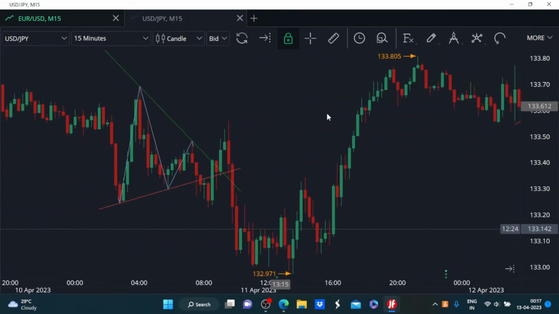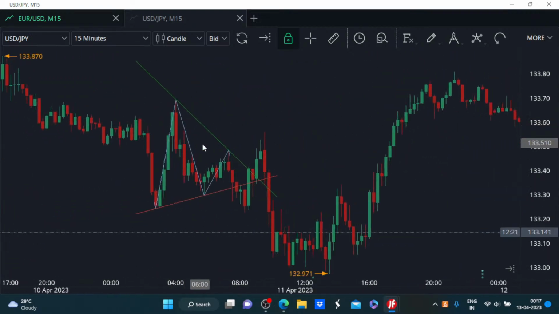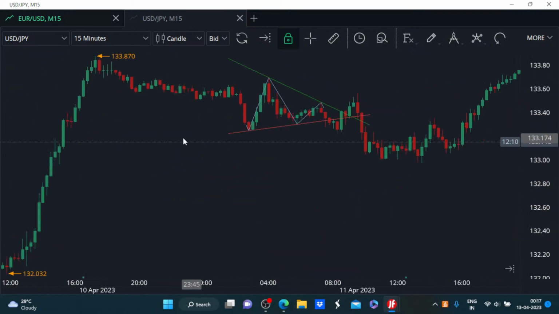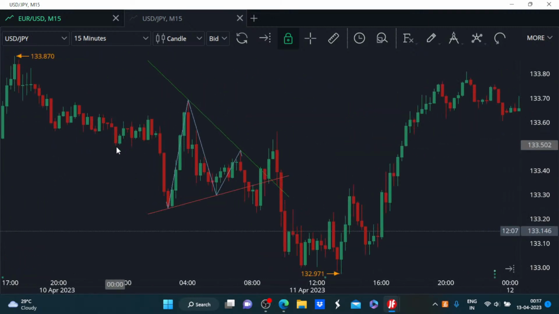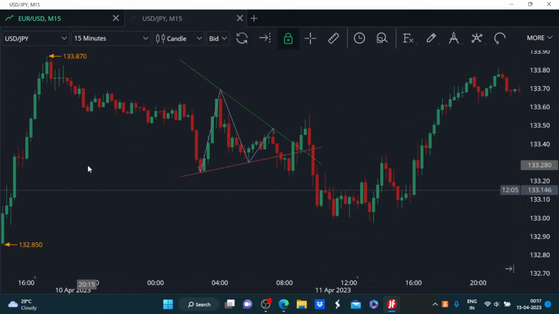Let us look for some more examples. Here there is another symmetrical triangle pattern formation with the price converging towards 133.4, and this time around we get a break on the lower side. This can also be considered a continuation formation, as we had these declines starting from 133.87, and then these continued to decline for the next couple of hours, as we are dealing with the time frame of 15 minutes only.